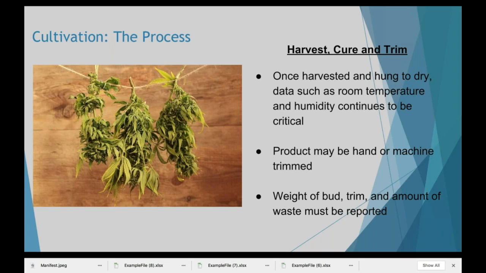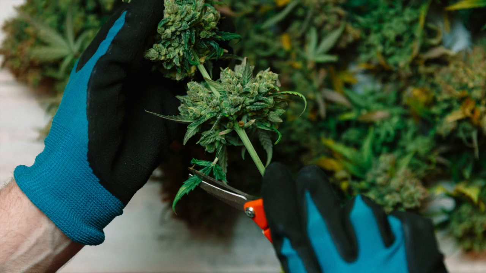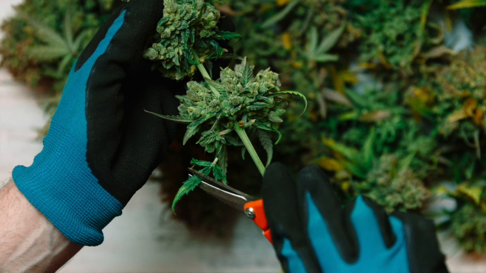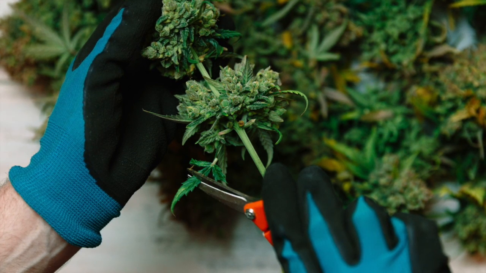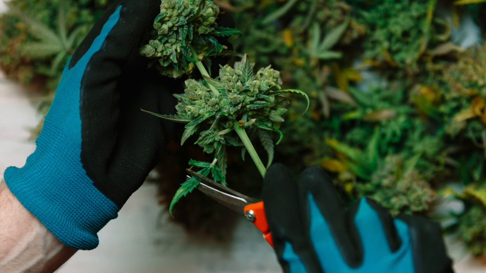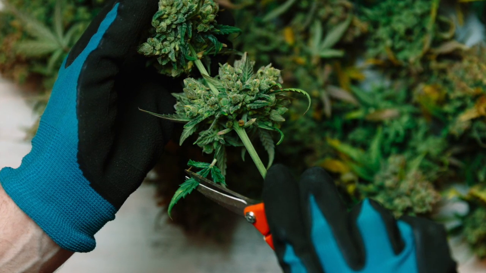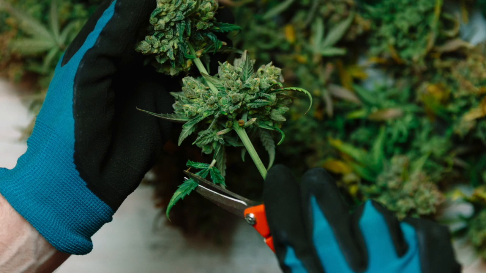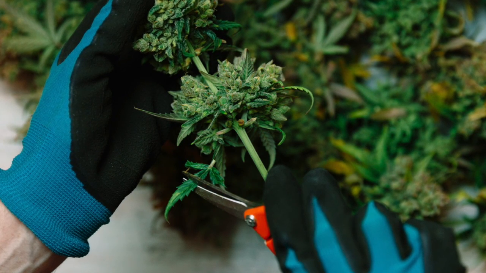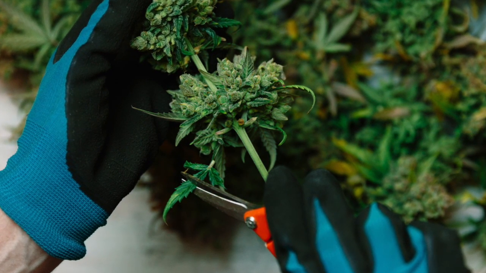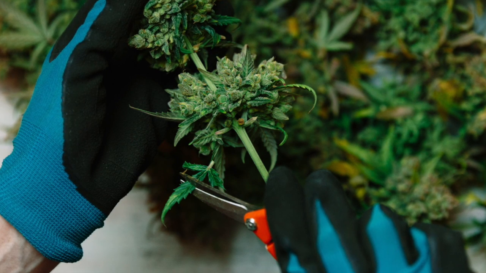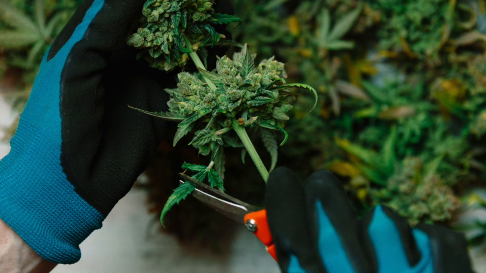Once a plant is harvested and hung to dry, cultivators might continue to track various data points such as temperatures and humidity to ensure quality plant drying and curing process. Different genetics may require different curing or trimming procedures. Whether the product is hand trimmed or machine trimmed will impact how much secondary material or if any waste is created, as well as the physical appearance of the final product.